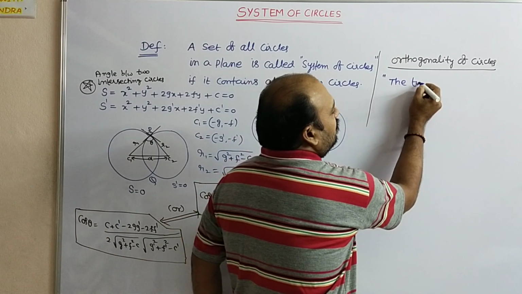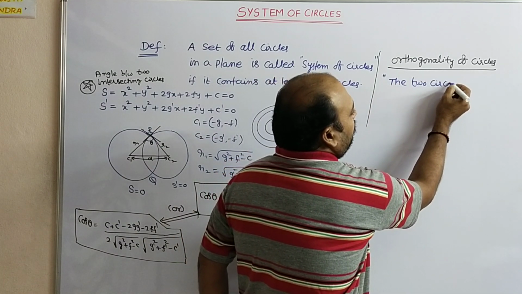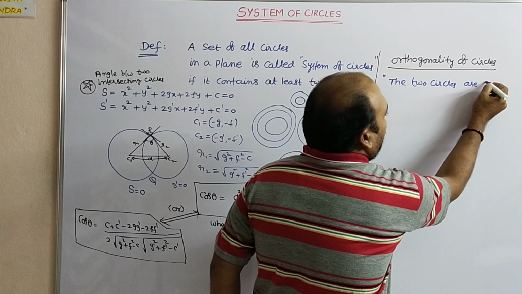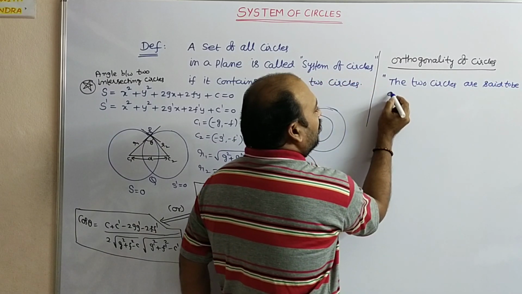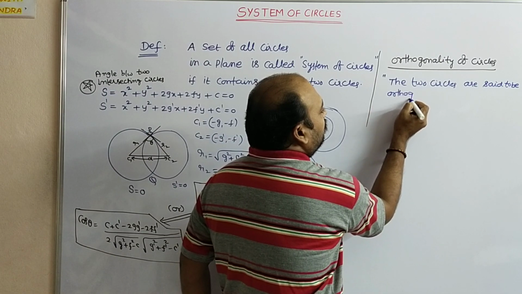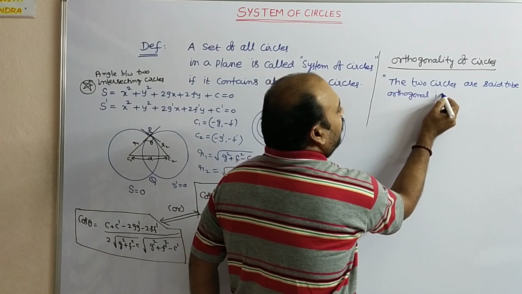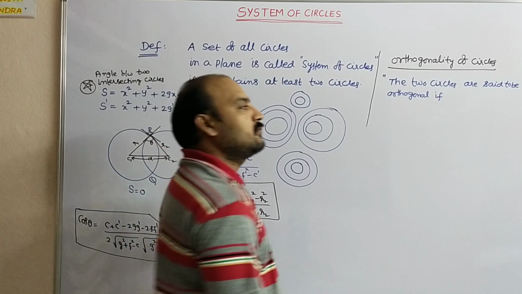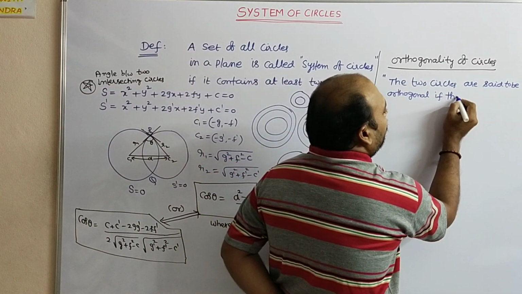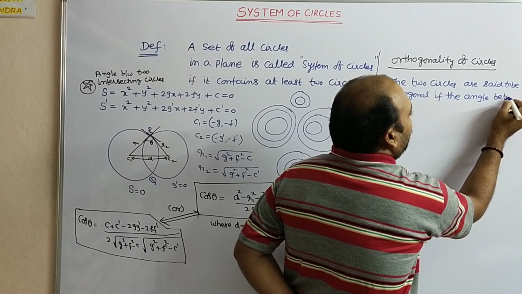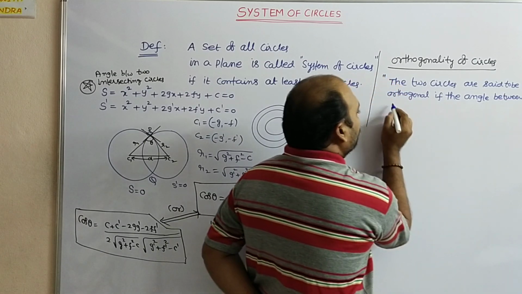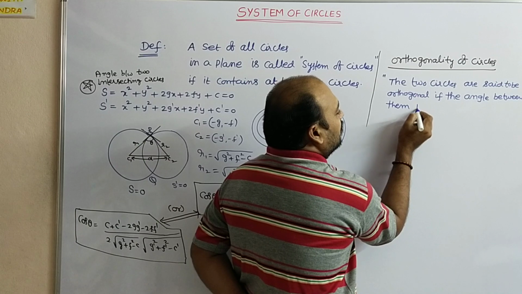The two circles are said to be orthogonal if the angle between them is a right angle.